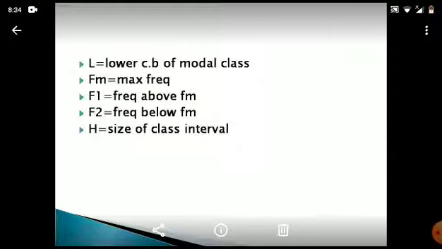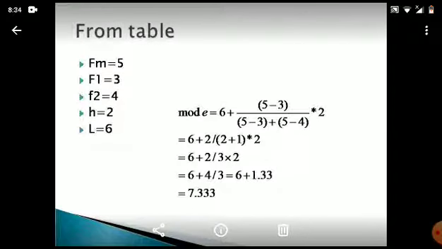L is the lower class boundary. I have already mentioned all these values. Now in this case Fm is equal to 5, F1 is equal to 3, F2 is equal to 4, H is equal to 2, L is equal to 6. Substituting the values, you will get your answer of the mod. But be clear, follow the DMAS rule for the calculation.